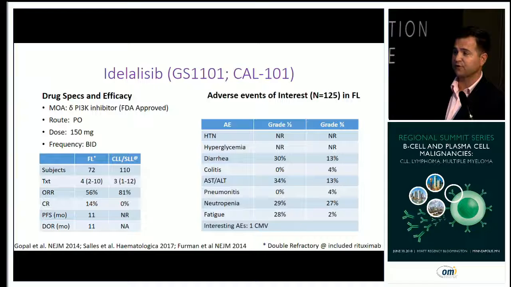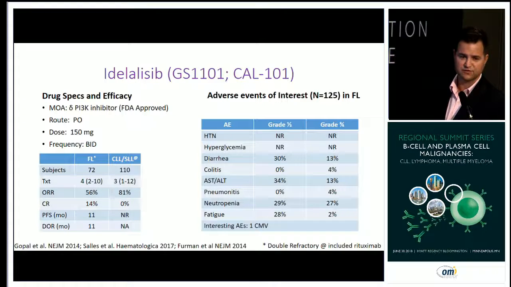So the overall response rate in follicular lymphoma was 56% with 14% CRs. The PFS was 11 months, and the duration of remission was 11 months. In CLL, overall response rate was 81%, but again, zero CRs. I could not find PFS reported in the manuscript. I couldn't find that it was updated.